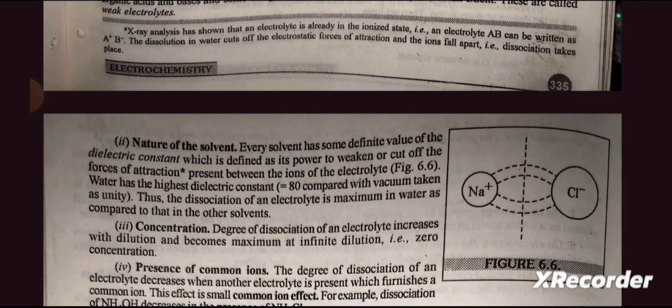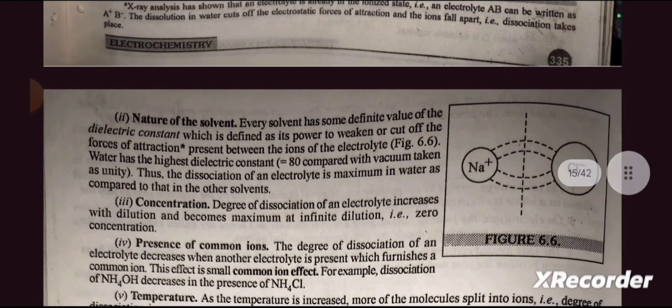Second, nature of solvent. Every solvent has some definite value of the dielectric constant, which is defined as the power to weaken or cut off the force of attraction present between the ions of the electrolyte. Water has the highest dielectric constant. Thus, the dissociation of an electrolyte is maximum in water as compared to that in the other solvents.